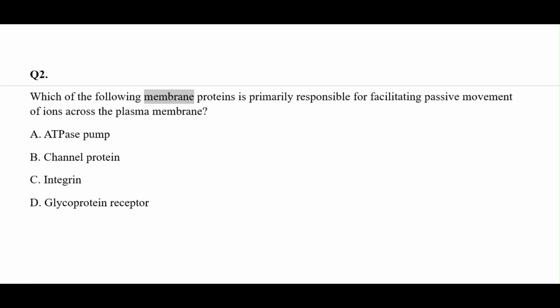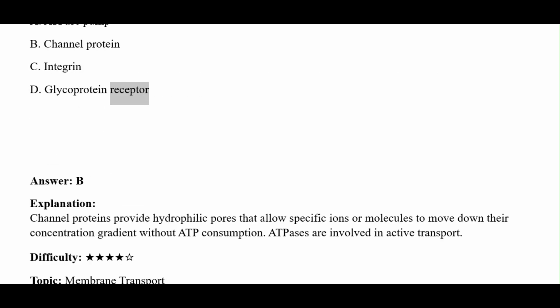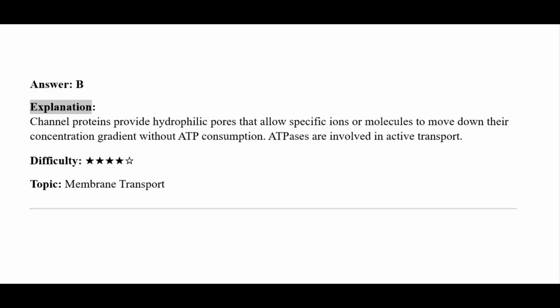Q2. Which of the following membrane proteins is primarily responsible for facilitating passive movement of ions across the plasma membrane? A. ATPase pump. B. Channel protein. C. Integrin. D. Glycoprotein receptor. Answer: B. Explanation: channel proteins provide hydrophilic pores that allow specific ions or molecules to move down their concentration gradient without ATP consumption. ATPases are involved in active transport.